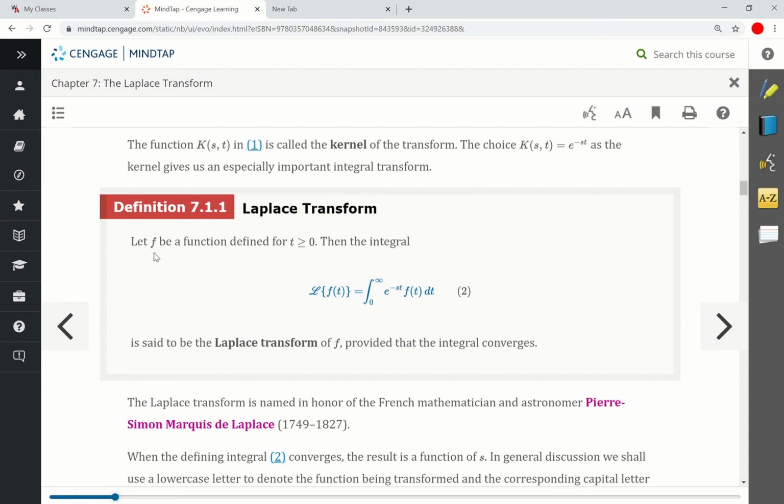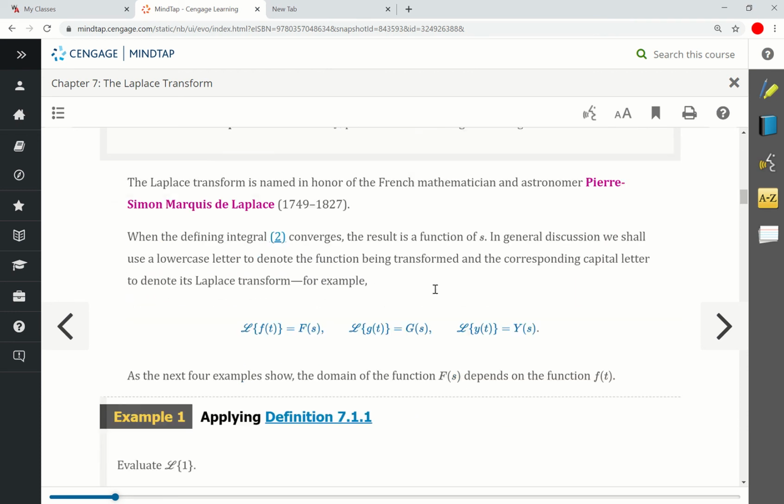Suppose we have f(t), which is defined for t greater than or equal to 0. The Laplace transform is a transformation that, to this function f(t), will produce a function of the form capital F of s. It's defined as the integral from 0 to infinity of e to the negative st times f(t) dt, provided this integral exists.